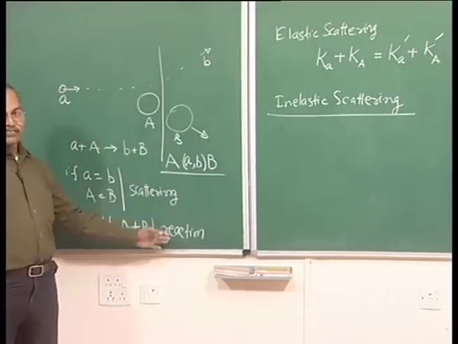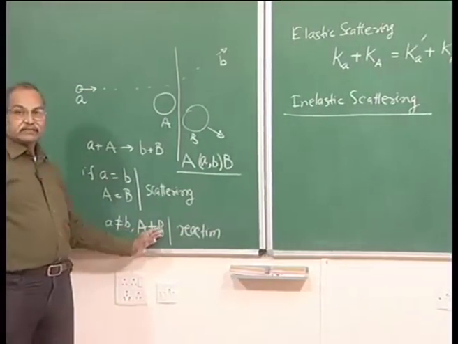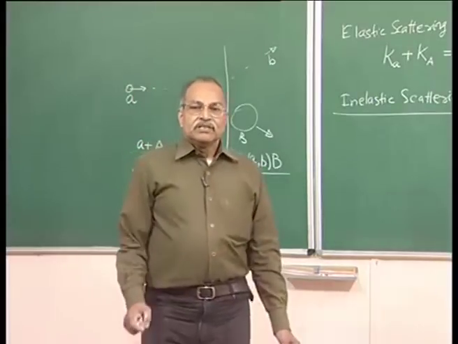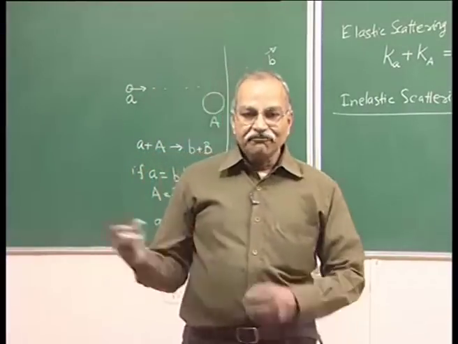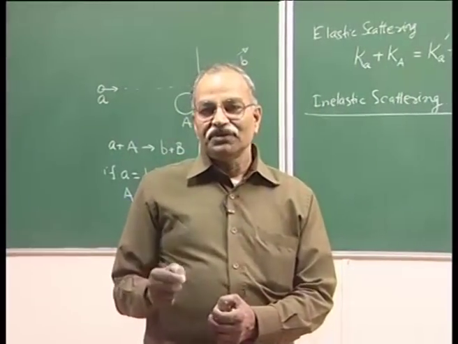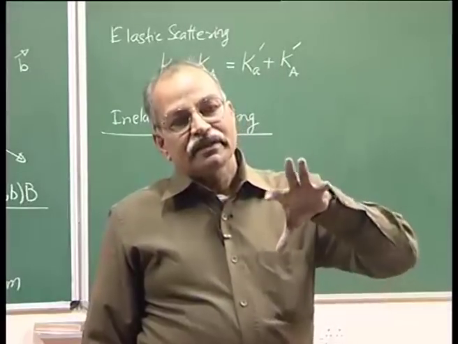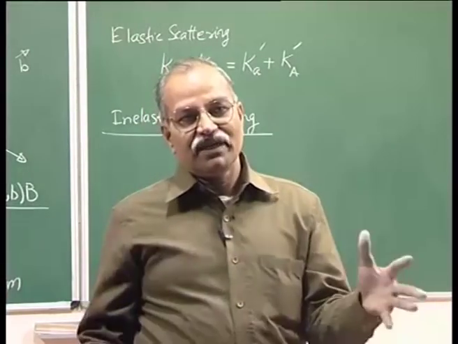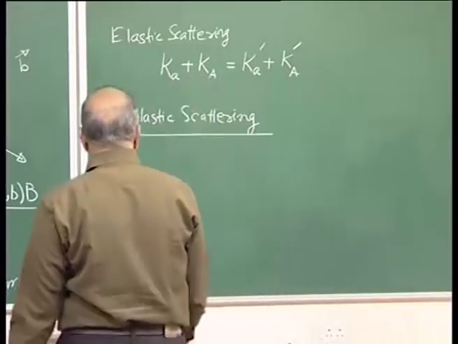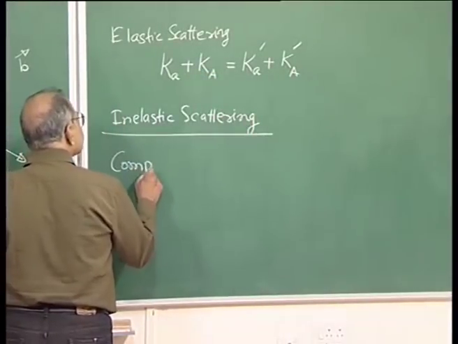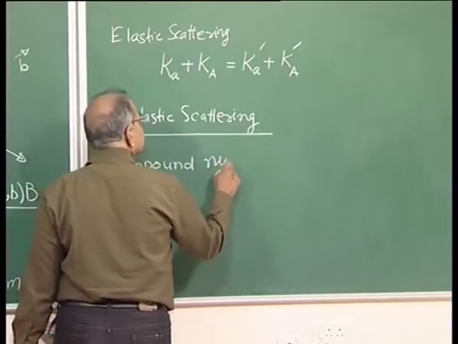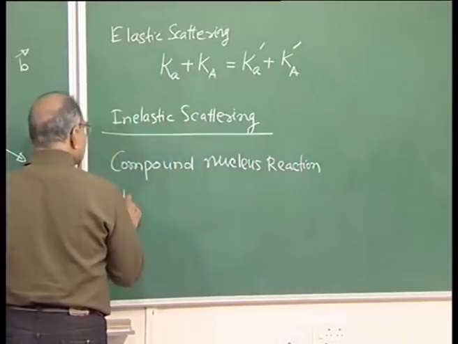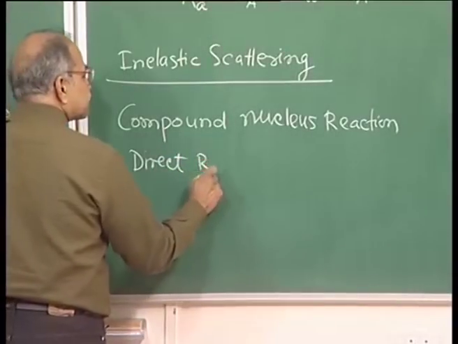And then you have reactions, these reactions where the particles are really changing. A is not the same as B, and capital A is not the same as capital B. So, there also the energy of this incident particle plays a big role to decide what kind of interaction, what kind of reaction will take place. Typically, we have two categories of nuclear reactions: one is called compound nucleus reactions, and the other is called direct reactions.